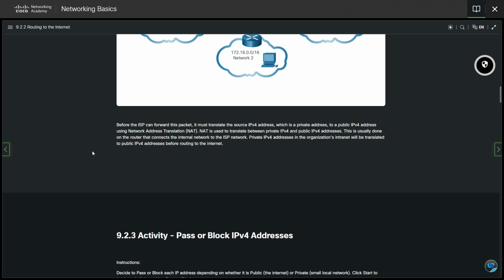Before the ISP can forward this packet, it must translate the source IPv4 address, which is a private address, to a public IPv4 address using network address translation (NAT). NAT is used to translate between private IPv4 and public IPv4 addresses. This is usually done on the router that connects the internal network to the ISP network. Private IPv4 addresses in the organization's intranet will be translated to public IPv4 addresses before routing to the Internet.